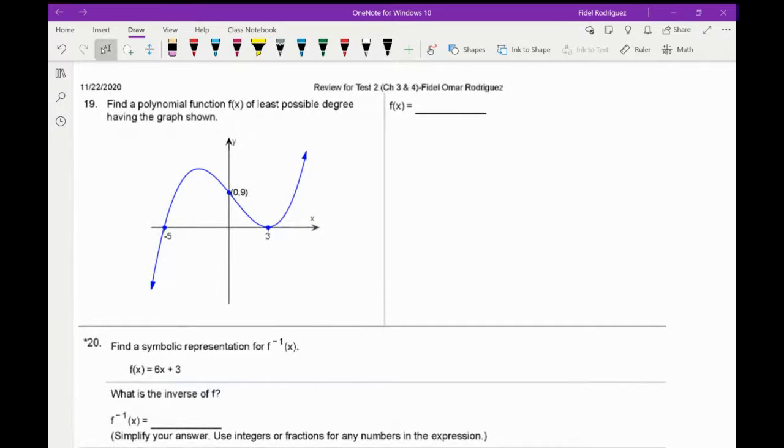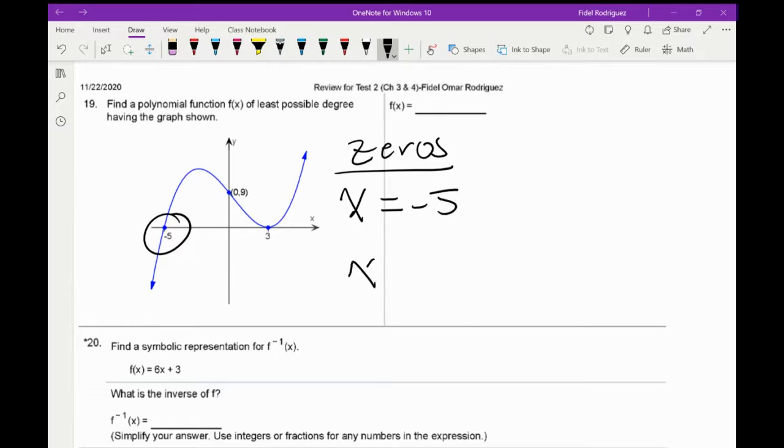And so I'm going to set it up just like we did before. Remember we said the first thing we need to do, we need to find the zeros, right? So I know the first one is right here at x equals -5. And the second one is right here at x equals 3.